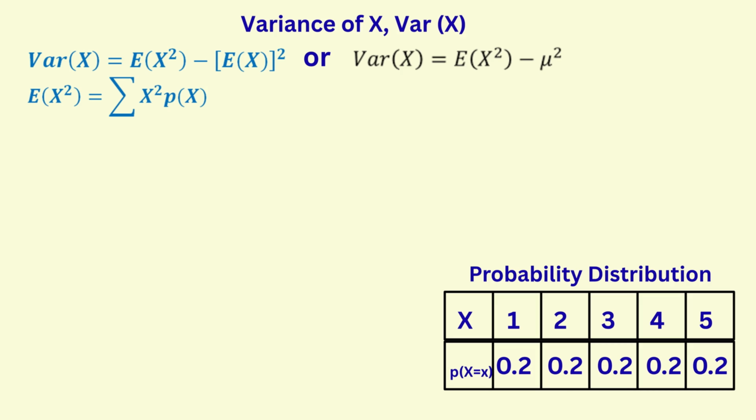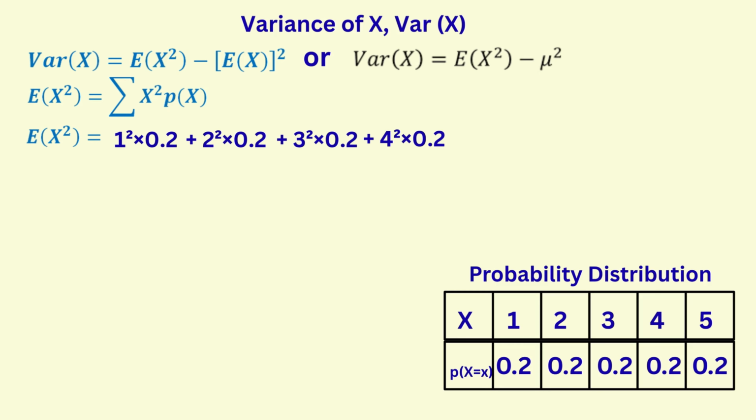E of x squared is the sum of the x squared values, times the corresponding probabilities of x. So we calculate E of x squared is equal to 1 squared times 0.2 plus 2 squared times 0.2 plus 3 squared times 0.2 plus 4 squared times 0.2 plus 5 squared times 0.2 equals 0.2 plus 0.8 plus 1.8 plus 3.2 plus 5 equals 11.